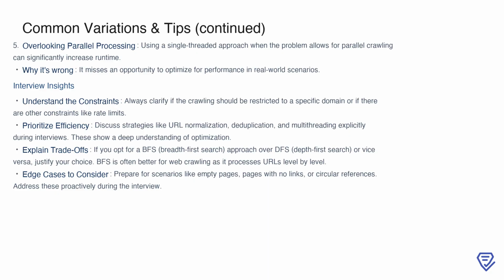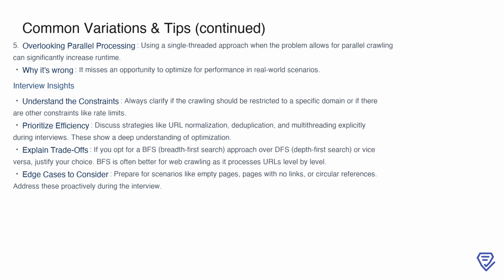Now, let's touch on some key interview insights. Always make an effort to understand the constraints of the problem. For example, clarify whether the crawling should be restricted to a specific domain or if there are limitations like rate limits. It's also important to demonstrate efficiency in your solution. Highlight strategies like URL normalization, deduplication, and multi-threading, as these show a deeper understanding of optimization techniques.